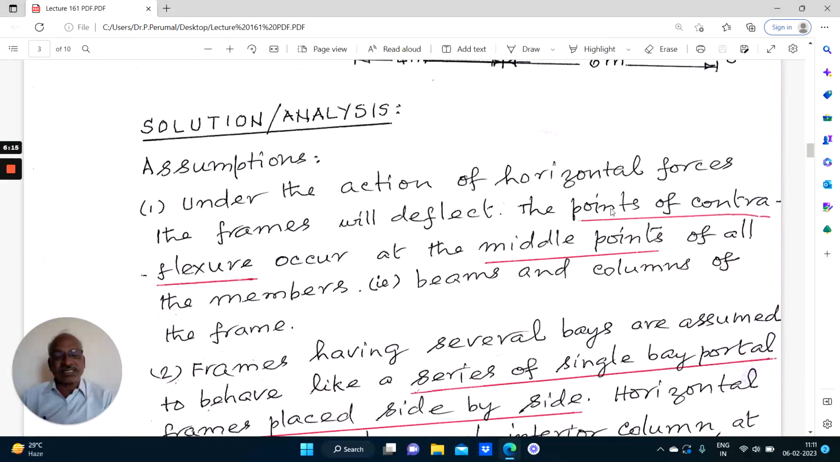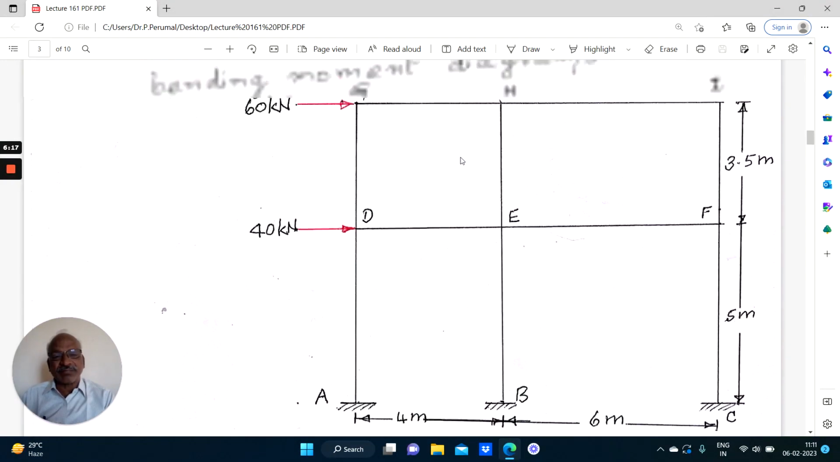The meaning is, suppose you have this frame, the panel A, D, G, H, E, B will be one frame. This is the next frame, namely B, E, H, I, F, C, another frame. So this will behave as two frames placed side by side. That means this column HEB is common for both the panels, both the portals. Portal 1, this is portal 2.